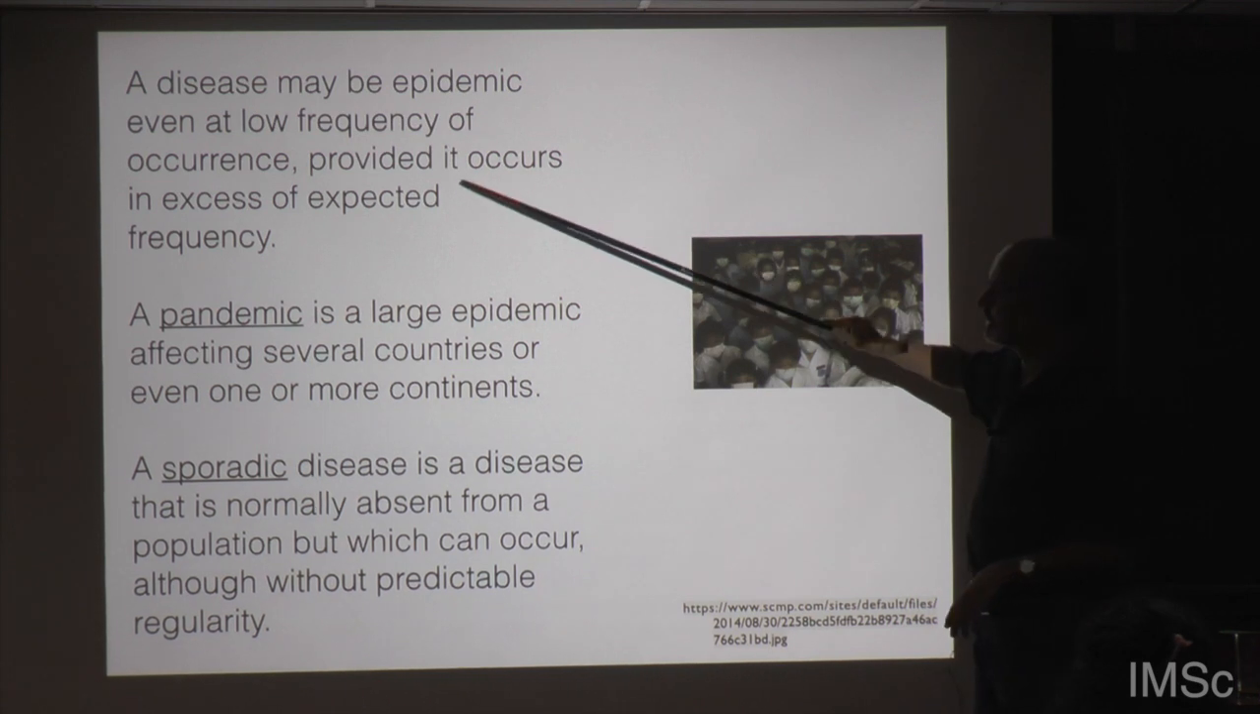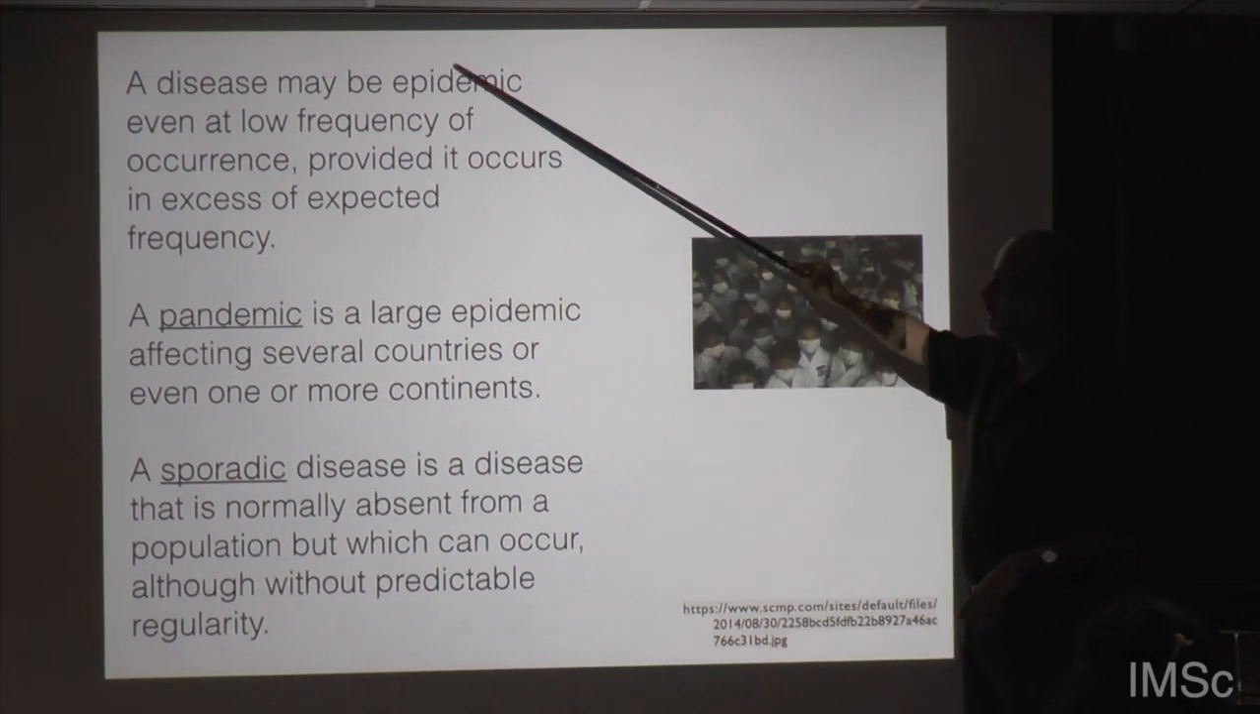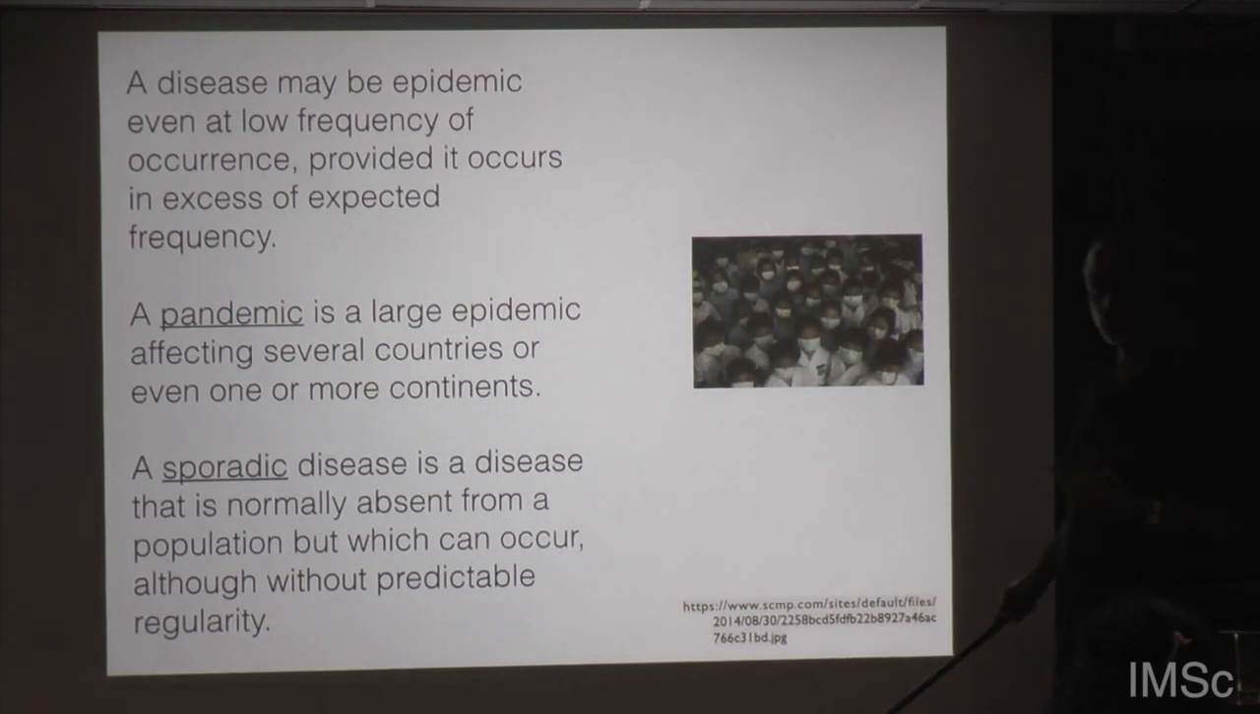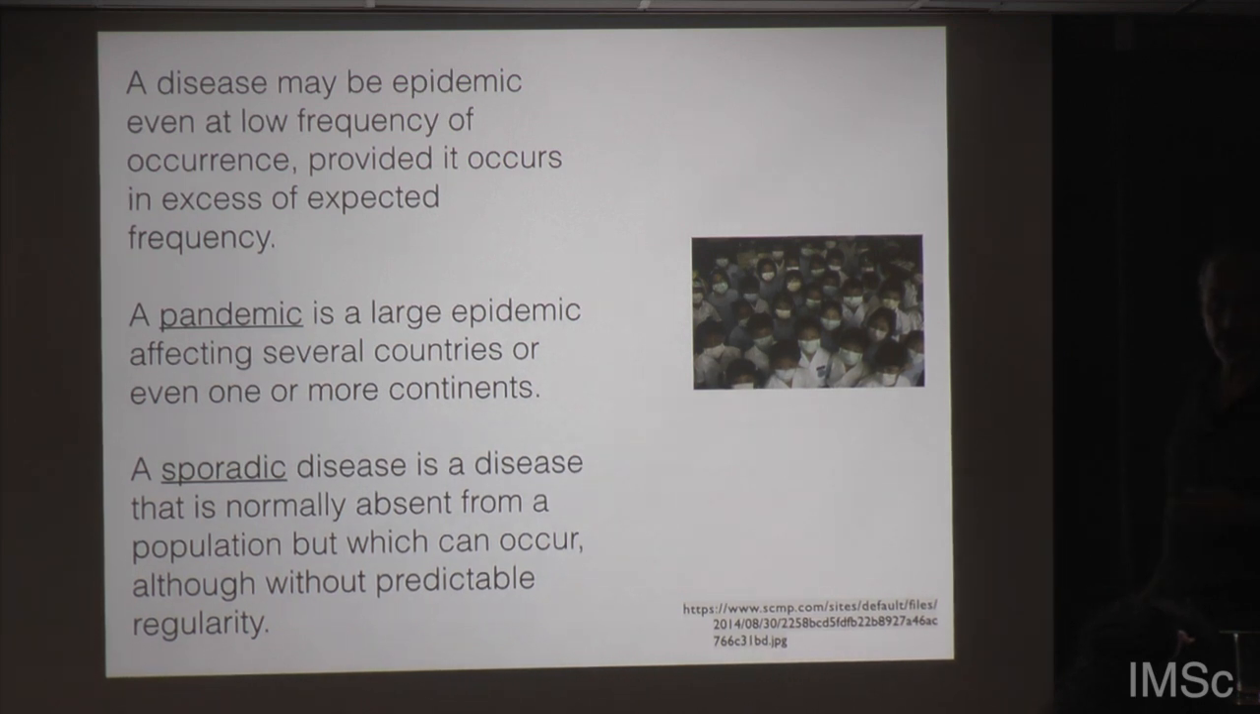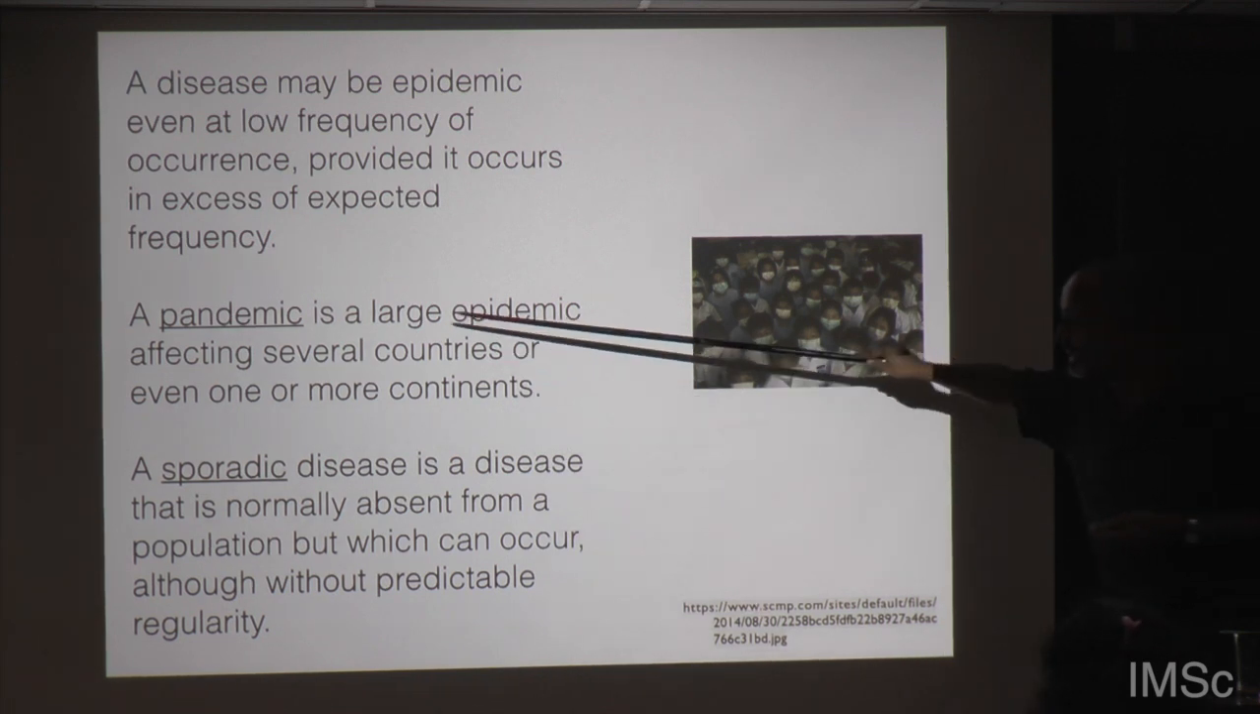Provided a disease occurs in excess of the expected frequency, you may call it an epidemic, even though actual numbers may be small. If you expect 0 cases, then even 10 cases or 20 cases is a large number. If you expect 500 cases, 510 cases is not such a big increase over that limit. The word pandemic is useful.